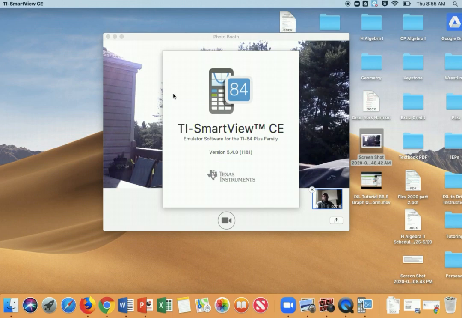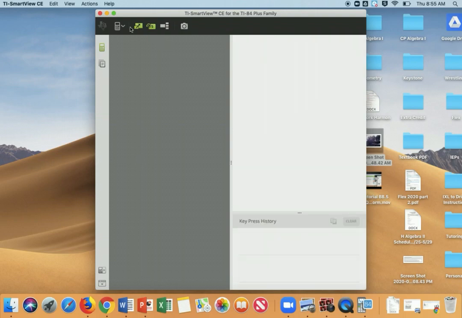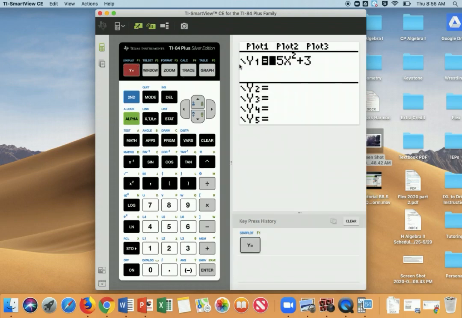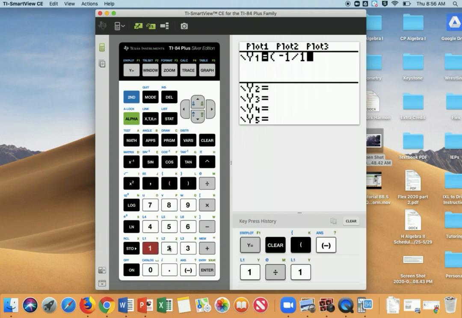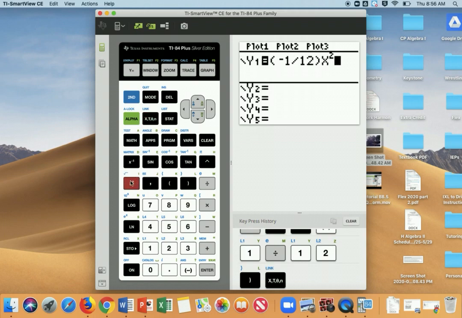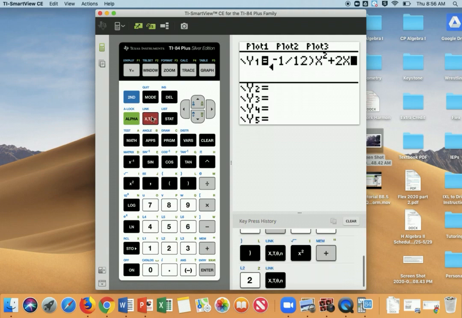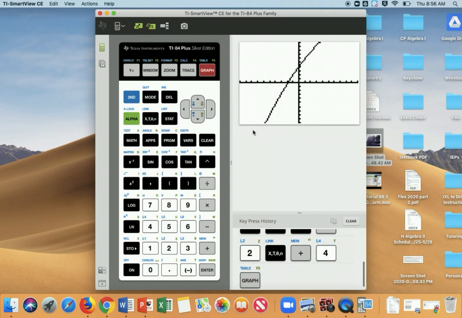So you're going to want to hit Y equals, and then type in that equation that they gave you. So we're going to type in negative 1/12 x squared plus 2x plus 4. All right, and we're going to hit graph, and we see it looks like this. Okay, this is the height of me.